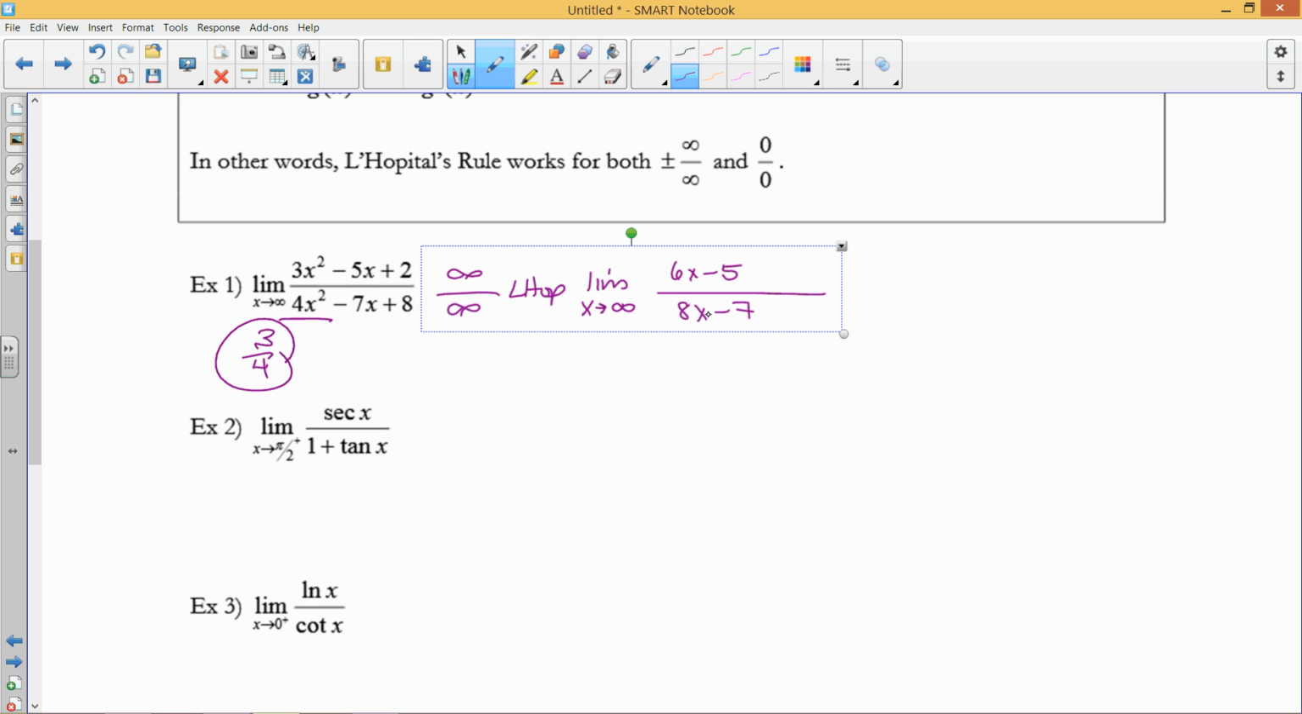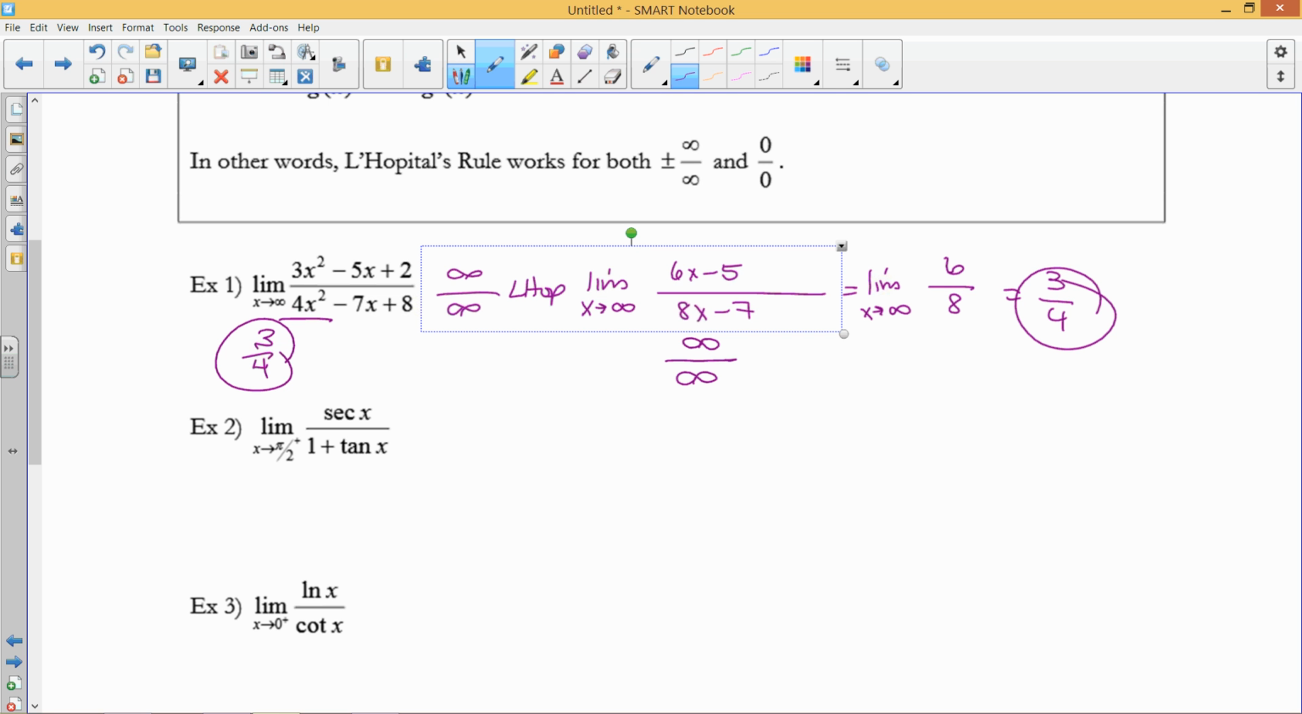Plug in the infinity again. Well, if I put infinity on top, I'm going to have infinity over infinity. Do L'Hopital one more time. The limit as x approaches infinity of 6 over 8. Well, the infinity doesn't have to go anywhere. 6 over 8 is just 3/4.